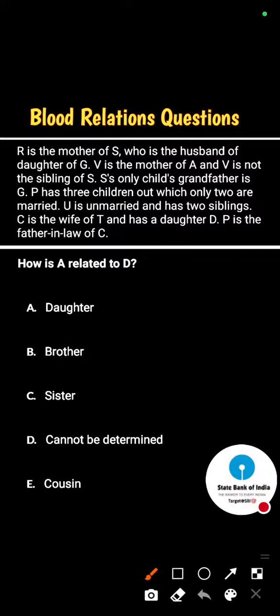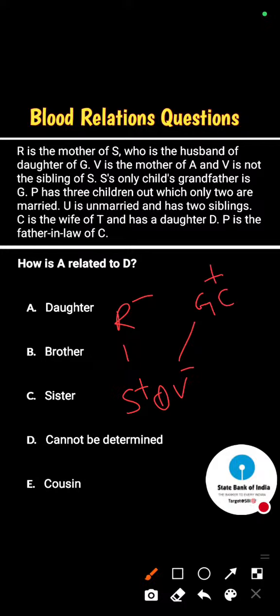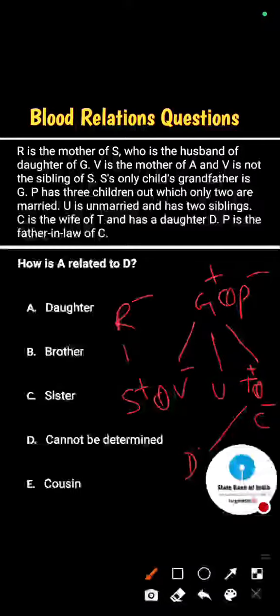So I got a relation like R has a son and married to V. V is the daughter of G and P, and they have three children. U is unmarried, and another one is T. T is married to C, who is female, and they have a child D, who is a daughter.